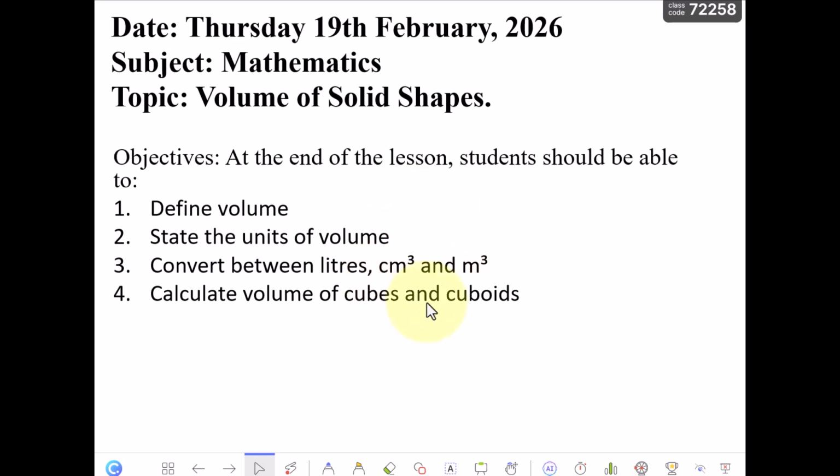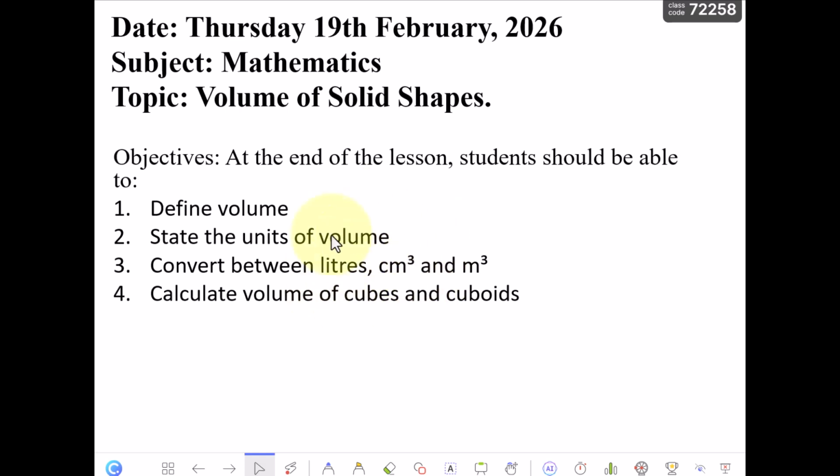This is our third lesson for the week, and we are looking at volume of solid shapes. In today's lesson, we are not going to waste much time. Just look at the meaning of volume, then we look at the unit for volume. In case you finish your calculation in volume, what are the units you are going to input as your answer?